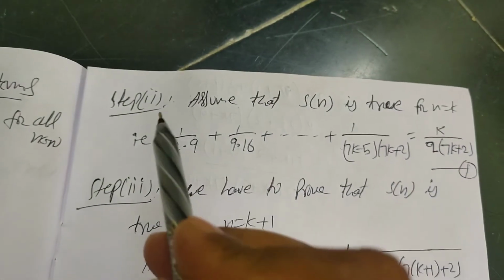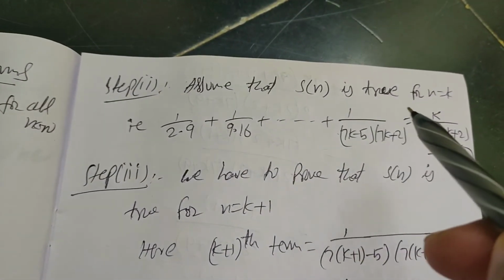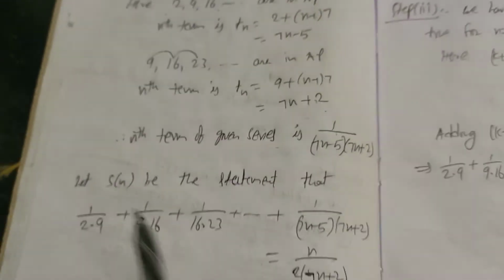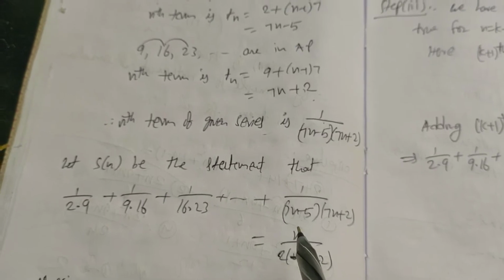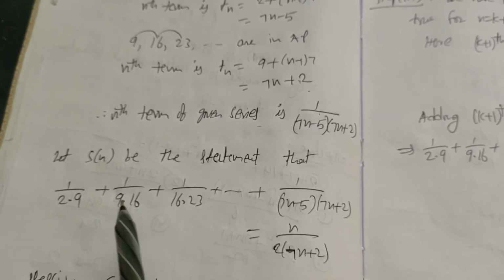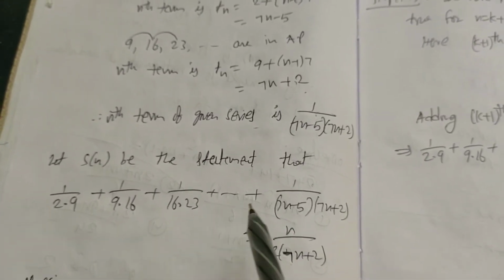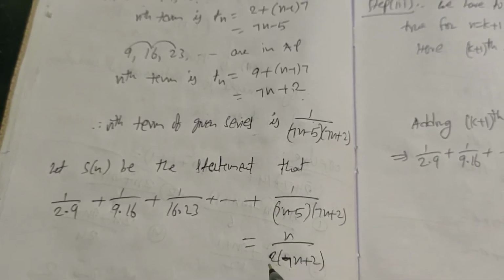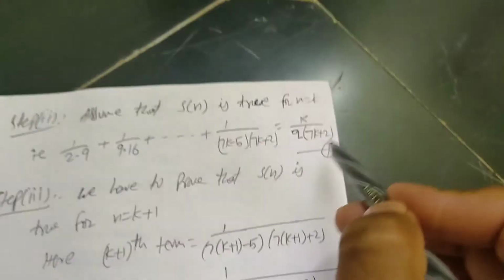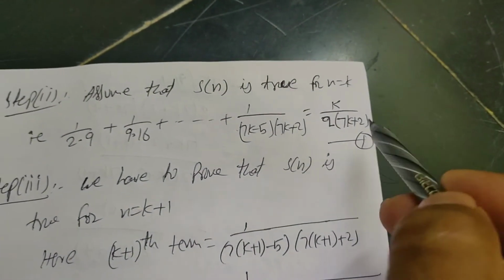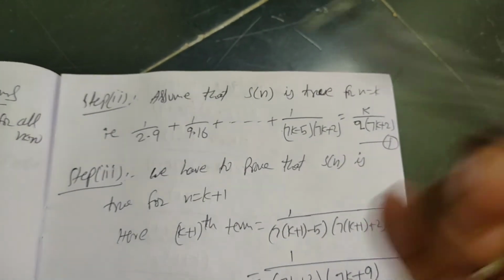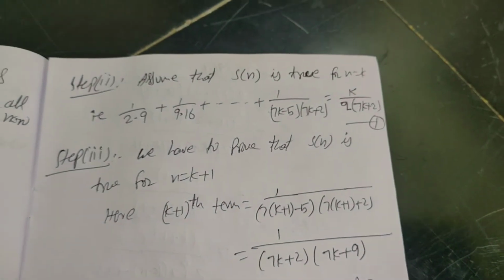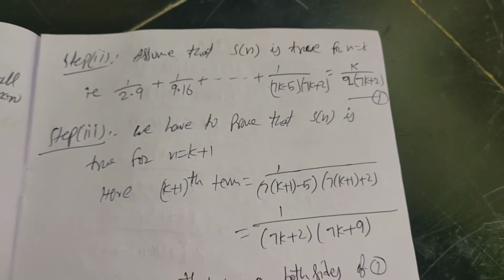So S of n is true for n is equal to 1. Next, Step 2: assume that S of n is true for n is equal to k. In S of n, you substitute k in the place of n. So 1 by 2 into 9 plus 1 by 9 into 16 plus 1 by 16 into 23 plus and so on plus 1 by 7k minus 5 into 7k plus 2 is equal to k by 2 into 7k plus 2. Take this as the first equation. Now Step 3: we have to prove that S of n is true for n is equal to k plus 1. For n is equal to k plus 1, we have to take RHS.